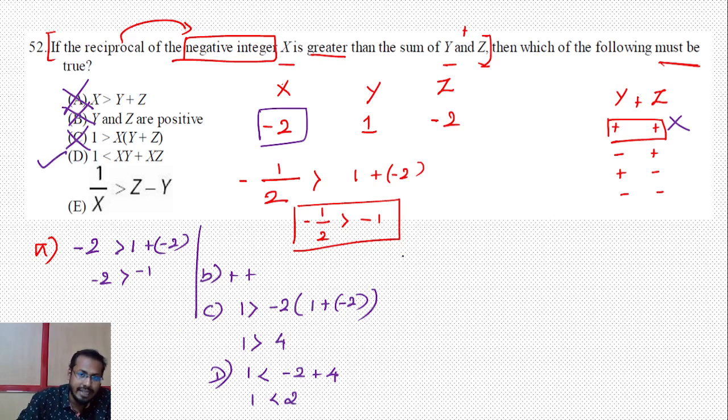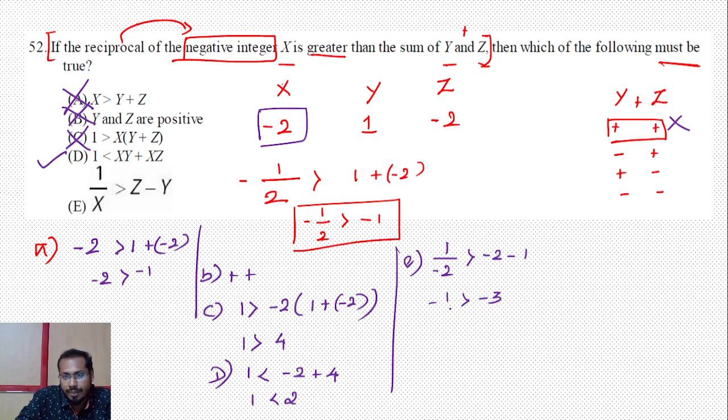Okay, and let's check E also. I'm going to take E. So option E is what? 1 by negative 2 is greater than, what is z value? That is negative 2 minus y, which is 1. So it is negative 3, and here negative 1 by 2. So this is also right. So two answers are right.